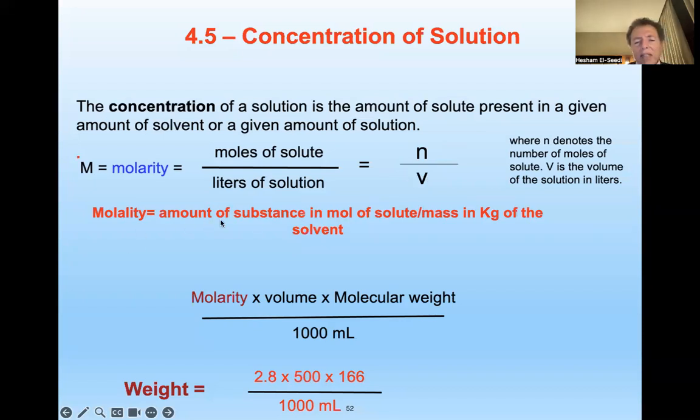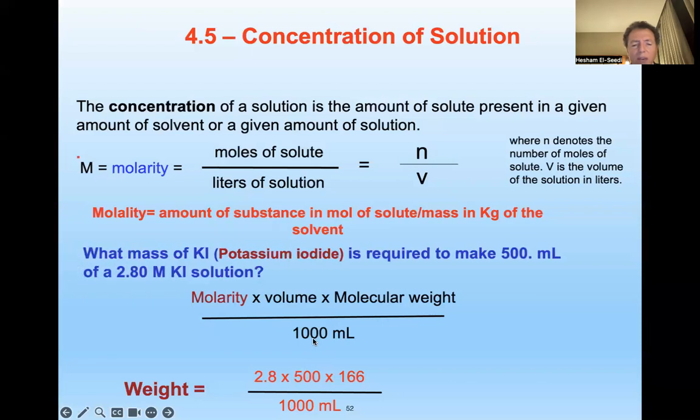So the molarity is the amount of substance in moles divided by mass in kg, right? And you can have the equation of the weight, which is molarity multiplied by volume multiplied by molecular weight, and we explained before how to calculate the molecular weight of the compound, divided by 1000. So this will give you the weight.